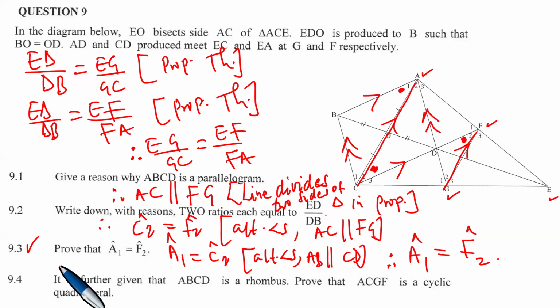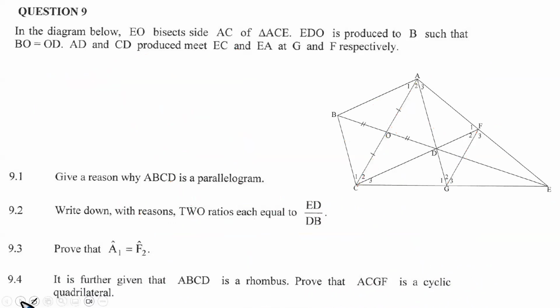We have done 9.3 that says prove that angle A1 equals angle F2. The next thing is to do 9.4. Now, it is further given that ABCD is a rhombus.